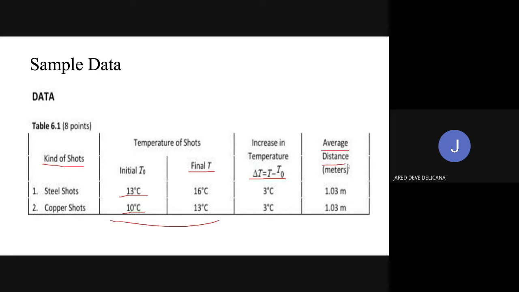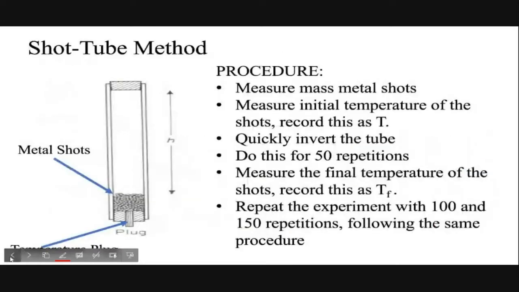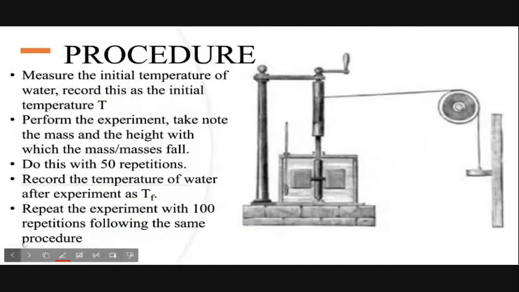And also we have the average distance, 1.03 meters. This has not changed. This can be readily measured and this is constant. This is crucial here, and you need to take note that before the start of every experiment, you need to take note of the initial temperature, and right after, you have to take a good measure of the final temperature. For our example, after gathering your data, we are now ready.